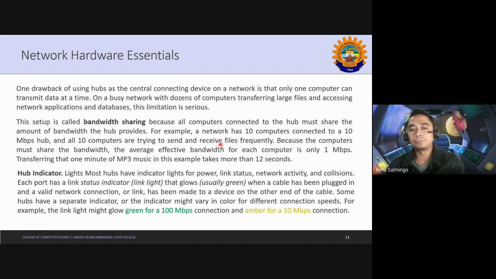And also, we have a hub indicator. This shows green for a 100 megabit per second connection and amber for a 10 megabit per second connection. So this is your physical hub, as you see on the actual device.